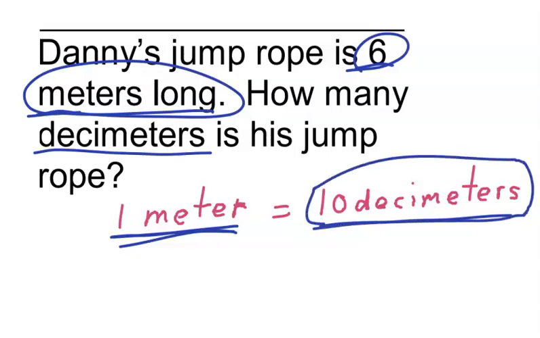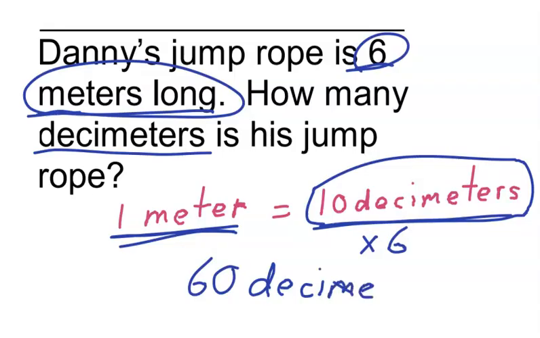So what would you do to find out how many total decimeters? Well, you would multiply that by 6. So what is 10 times 6? Well, that is 60. So the answer to this one is there would be 60 decimeters as the length of the jump rope. If you're measuring it in meters, it would be 1 meter, or if you're measuring it in decimeters, it would be 60 decimeters. All right, that's your answer for that one.